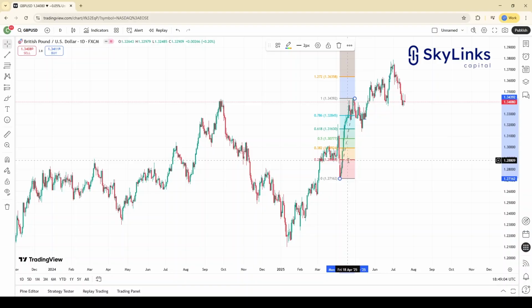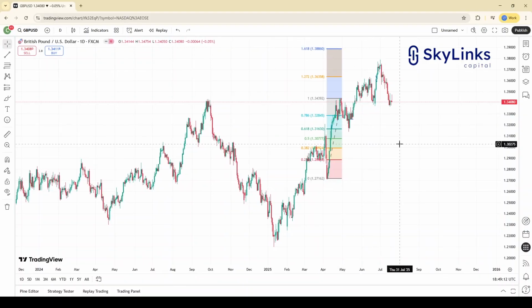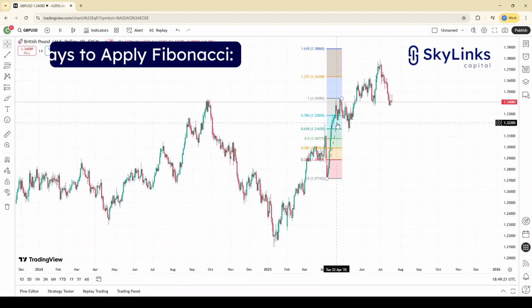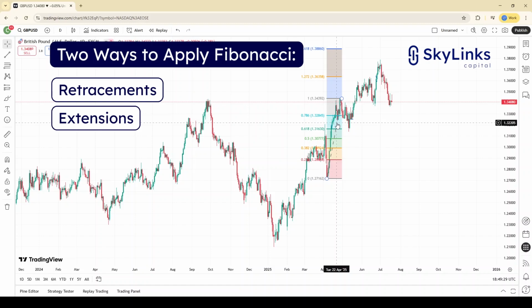So these are the common retracement ones, and there's also extensions, which you can see here. So the 1.27, and the 1.61. And there's also 2.61. So there are two ways you can use Fibonacci. You can use Fibonacci for retracements and you can use it for extensions.